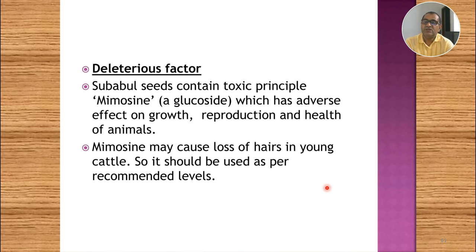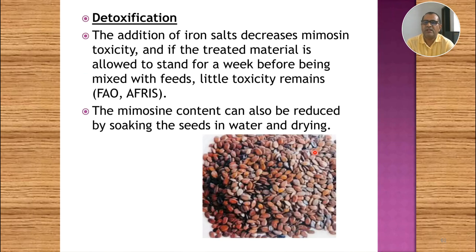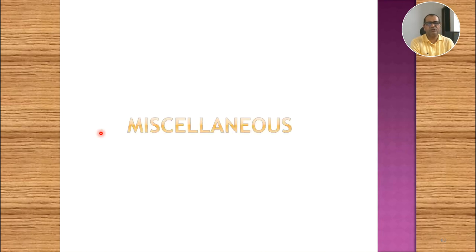The seeds. Then deleterious factors, it contains the mimosine, which has an adverse effect on growth, reproduction and animal health. So this also causes loss of hair in young cattle. So it should be used as per the recommended level. Then detoxification of this subabul is always done by soaking it in water and drying it later, and it should be left to stand for a week before being mixed into the feed, and a little toxicity remains, and a small quantity of the mimosine can be tolerated by the cattle.